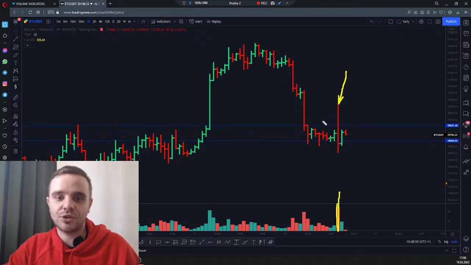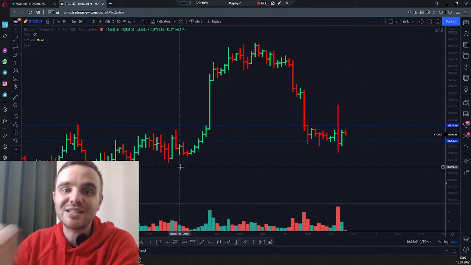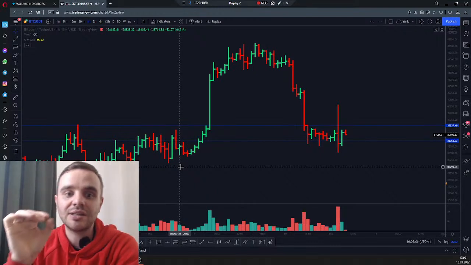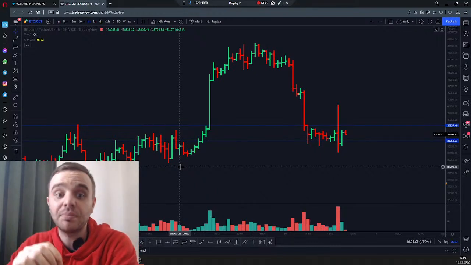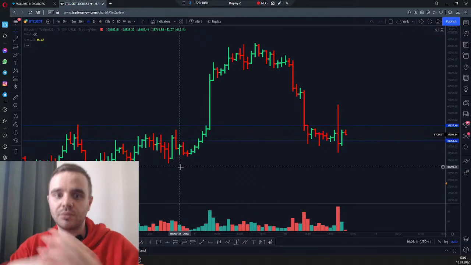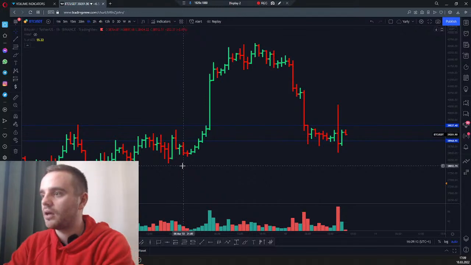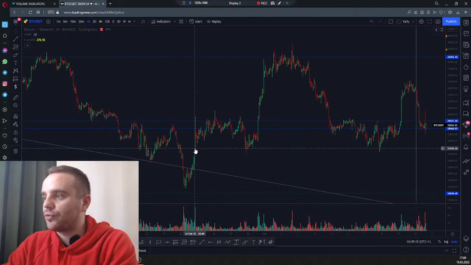Why is this volume so important for us? Because depending on the situation, depending on where that volume appears, we can use that volume differently. For example, let me show you a few examples.